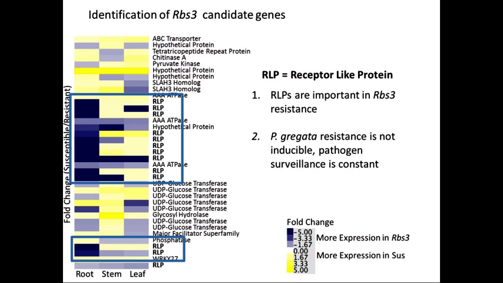In the field, this pathogen enters the plants through the roots. So we would expect that those genes, the resistance genes, should always be turned on to recognize the first moment of pathogen infection. So this pathogen surveillance by these RLPs is always on. So RLPs are really important.